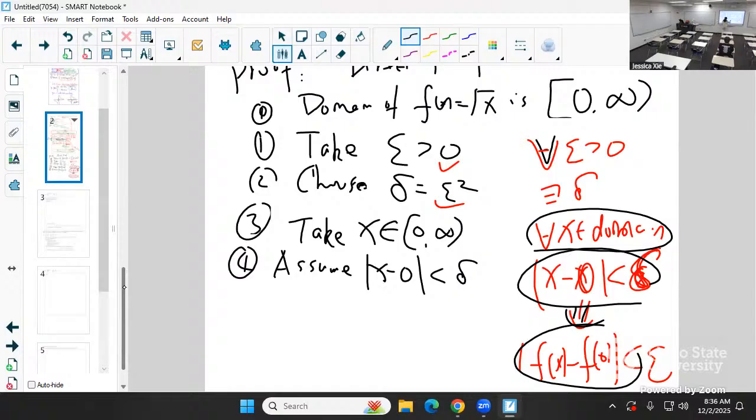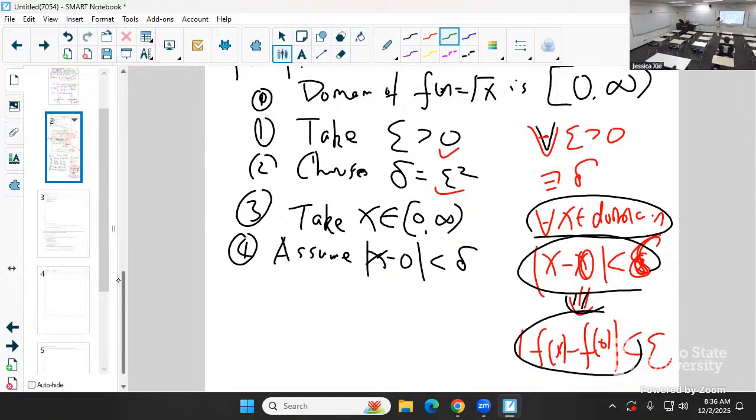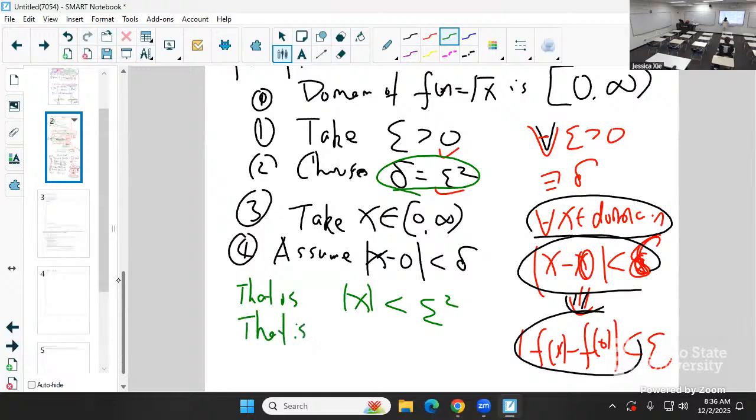So let's see. If |x - 0| is less than delta, that is x less than epsilon squared, because you chose delta to be epsilon squared. If |x| is less than delta, then we know that x is less than epsilon squared. That makes sense? And that is x less than epsilon squared.